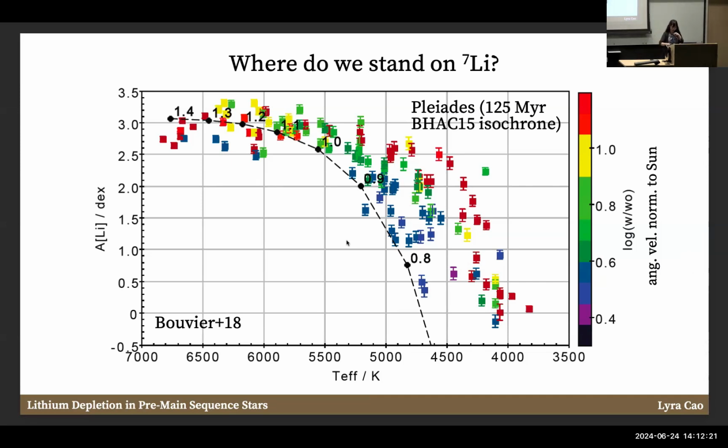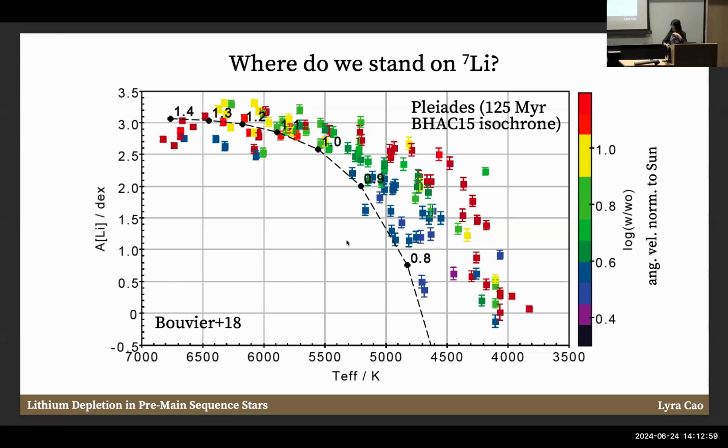But I wanted to return specifically to the lithium depletion pattern and start to disentangle some of the different parts of it. So we can see on this diagram, this is another lithium depletion pattern. On the x-axis is TEV, on the y-axis is the abundance of lithium. And what we can see here is that the points are color coded by the surface rotational velocity, and you can see that there's kind of a color gradient in points. And the underlying line is an isochrone at the age of the cluster.